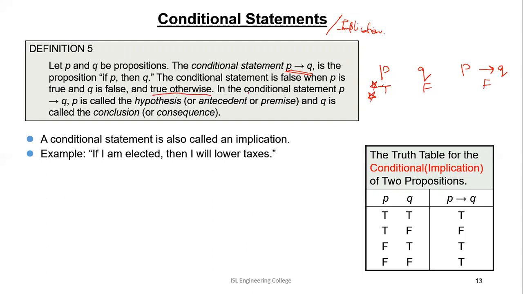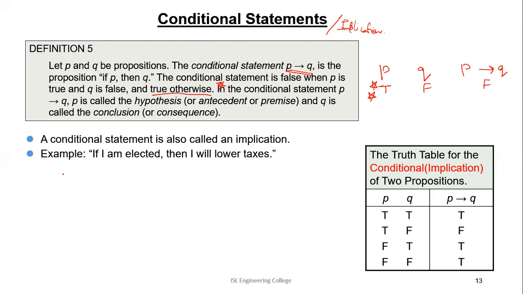In conditional statements, P implies Q. P is called the hypothesis or antecedent or premise, and Q is called the conclusion. So this is a special scenario in the case of conditional where P is called the hypothesis and Q is the conclusion. Also, one more thing, this is one of the most important connectives. So just get a clear understanding of this.